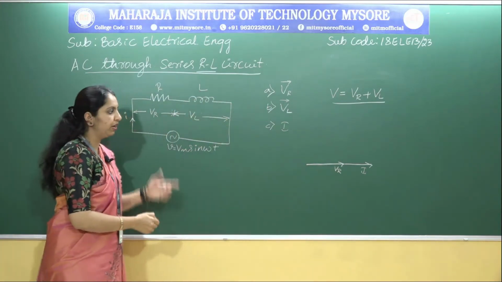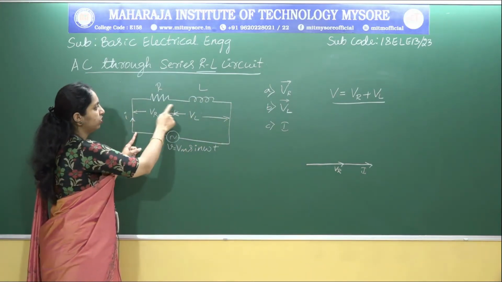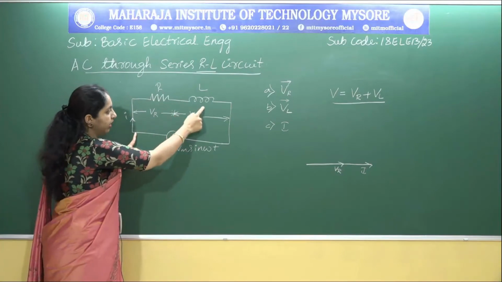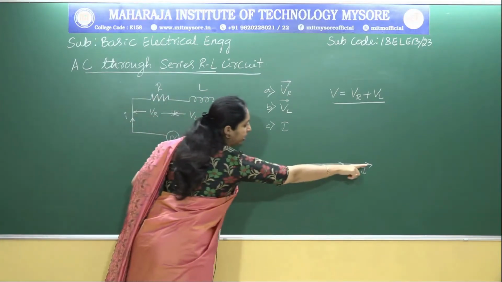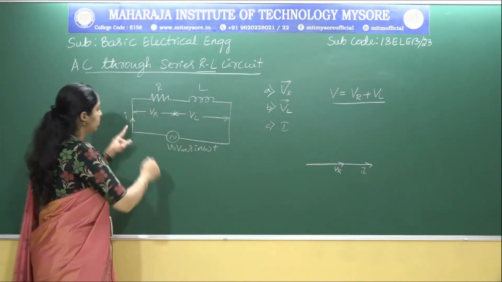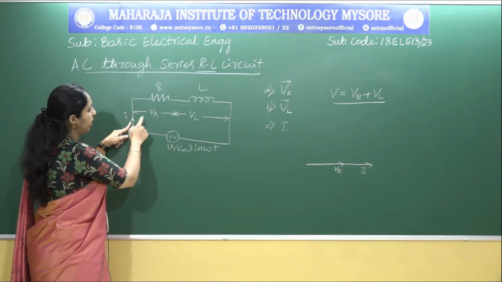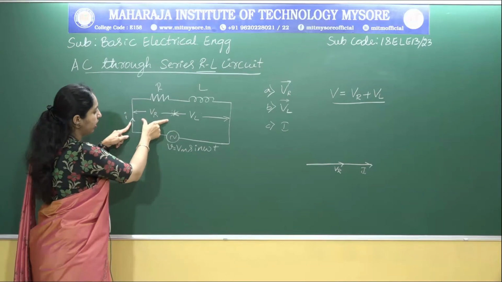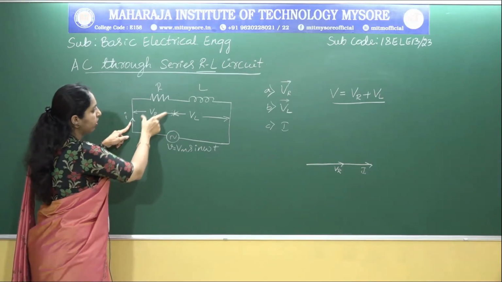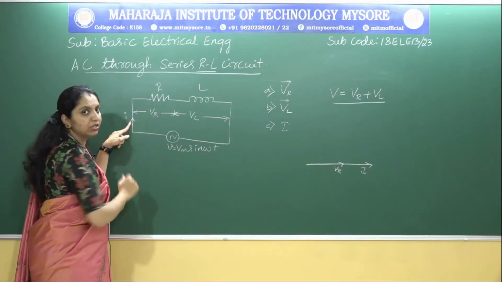I'll just repeat here: since the same current flows through the resistance and the inductance, we have taken current as the reference, and the angle difference between the alternating current and the voltage drop across the resistor is equal to 0.